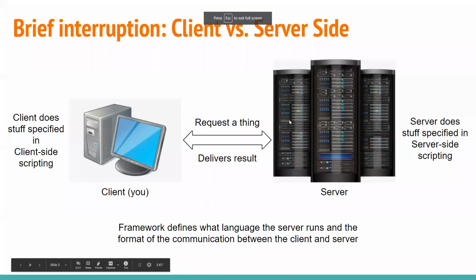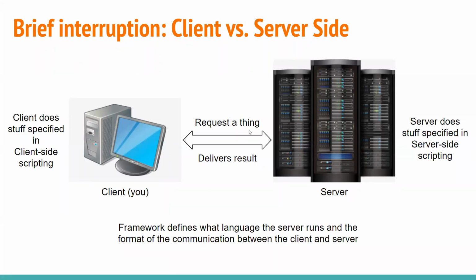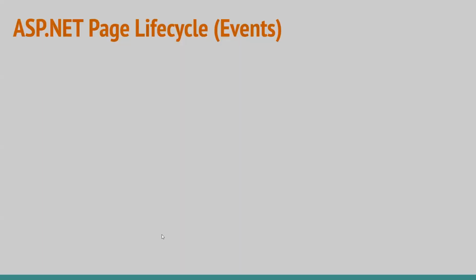Okay, so as I was saying, a client can make a request from a server. This request has a particular format. There are some rules that the server follows in order to be able to process the request. All frameworks have slightly different ways of handling these requests. And so what we're going to discuss is ASP.NET's way of handling the request. When ASP.NET handles a request, the request goes through what we call the page lifecycle.